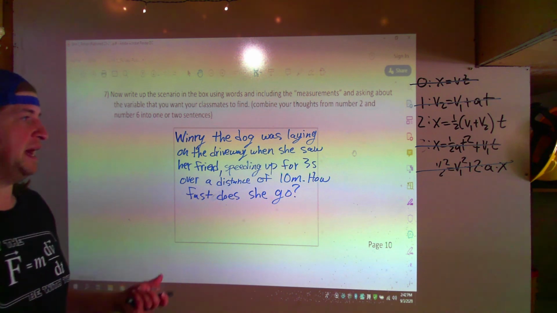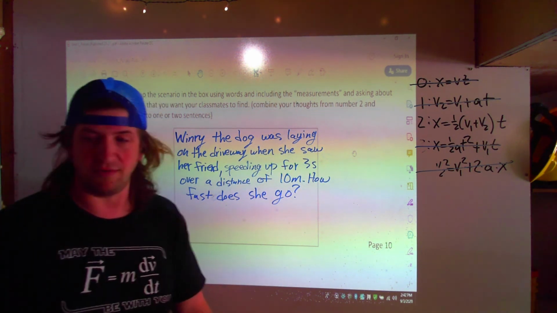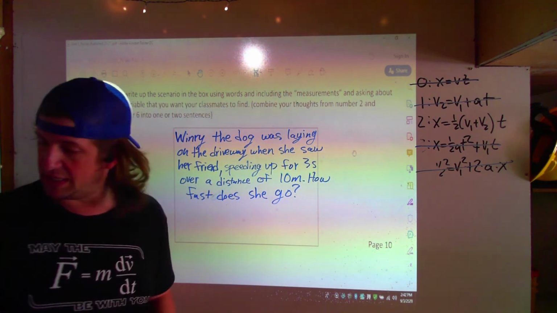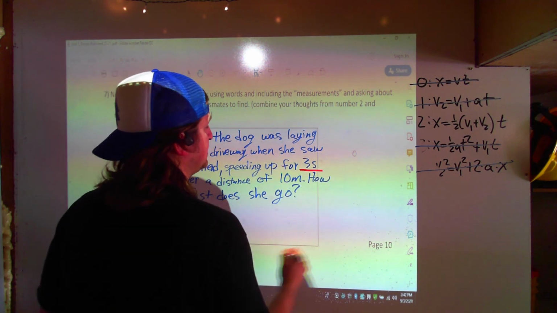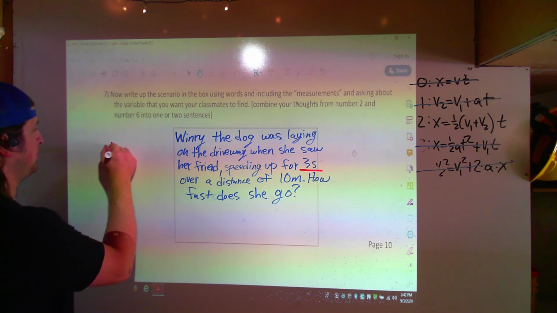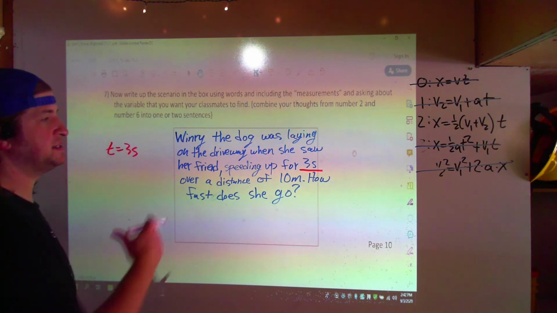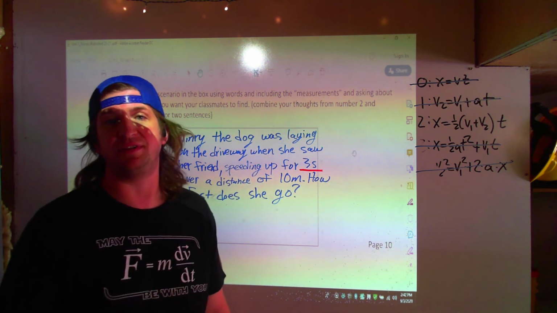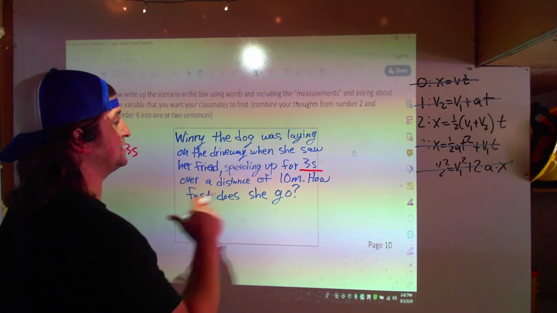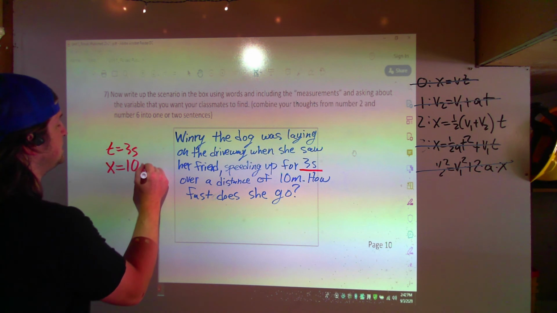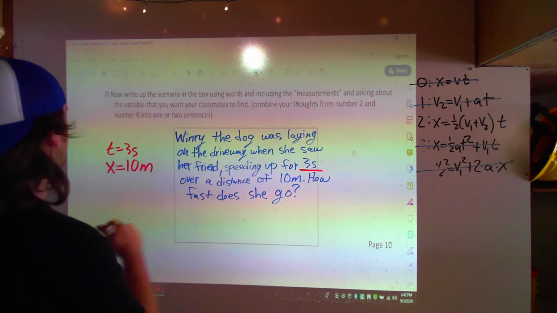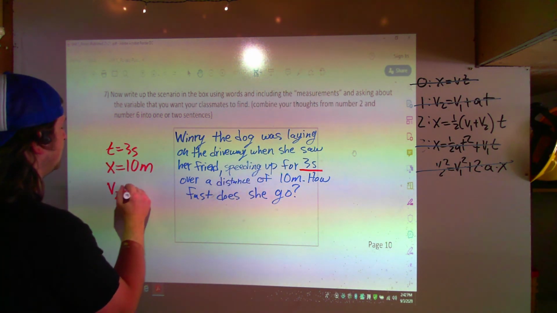So now we have a math problem that our friends could go and solve, right? They could come in here and they could look at this and they could be like, oh boy, well, I see 3 seconds, that's time, right? And so in red, I'm just showing you what your friend might have to do down the road when they're looking at this. Here, time is 3 seconds. We know that she's going to be doing this over a distance of 10 meters. I want to know, how fast does she end up going?